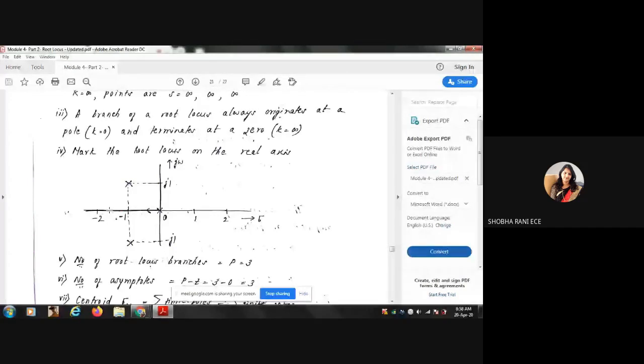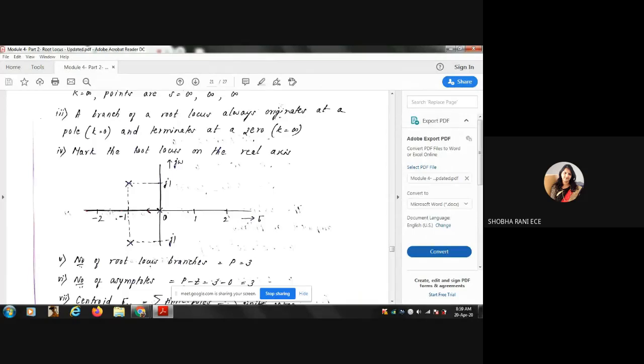Now, I'll take some point here. To the right of this point, I see that there are three poles. One is at 0 and one pair of complex poles. So if I consider a point here, to the right of this I have one pole on the real axis and two complex poles. So totally I have three poles, and since 3 is an odd number, this point will lie on the root locus.